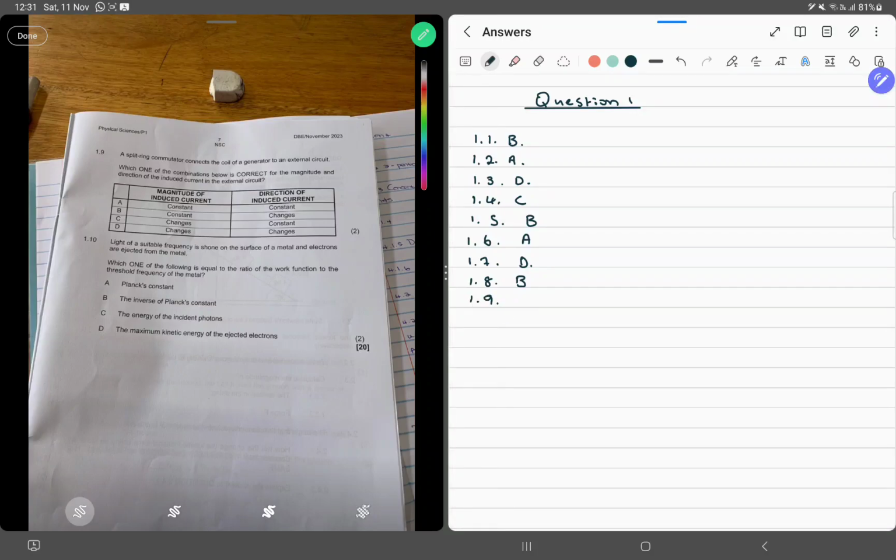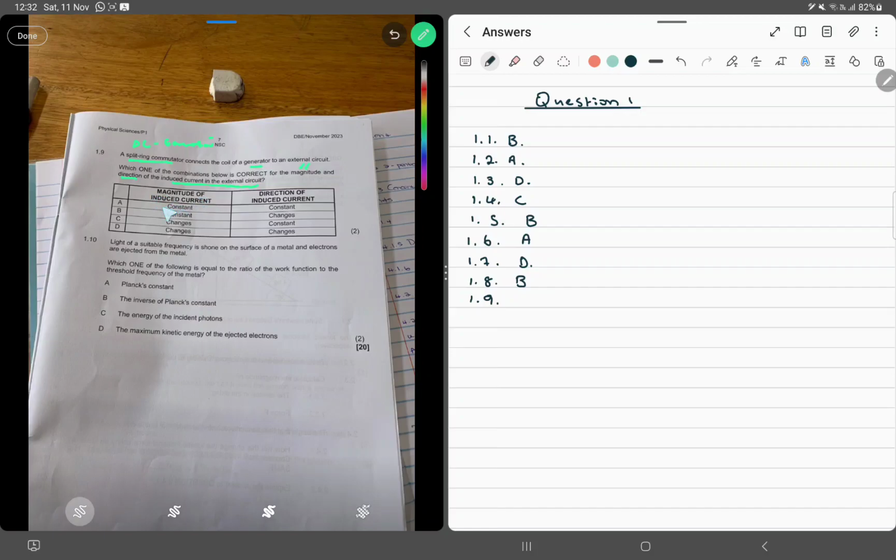Essentially 1.9, what is the story there? It says a split ring commutator. Once you hear that, it has something to do with the DC stuff. It connects the coil to a generator, so that generator should be a DC generator, to an external circuit. Which one of the combinations below is correct for the magnitude and direction? So we're looking at the magnitude and direction of the induced current in the external circuit.